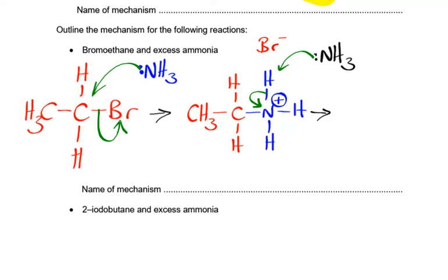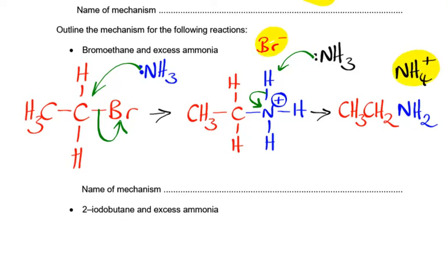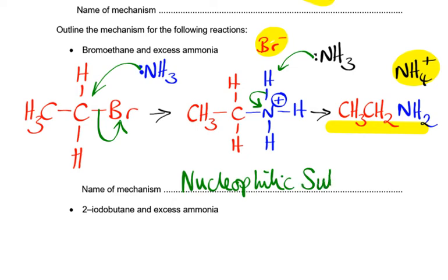Nearly finished. So here's our organic product. So we've made ethylamine, and the NH3 has become NH4+. So as well as the bromide, we've got ammonium, so we've got ammonium bromide in addition to the ethylamine. Name of the mechanism, same again, nucleophilic substitution.